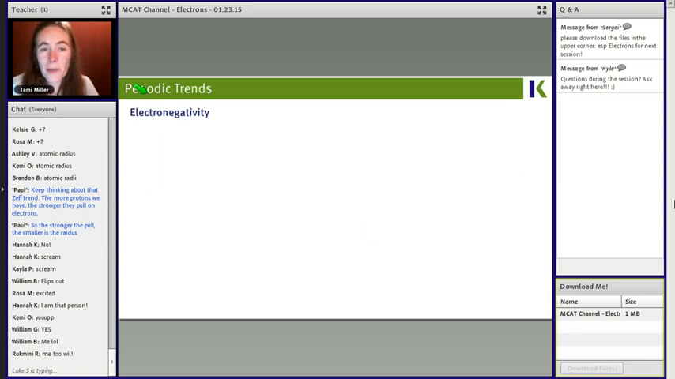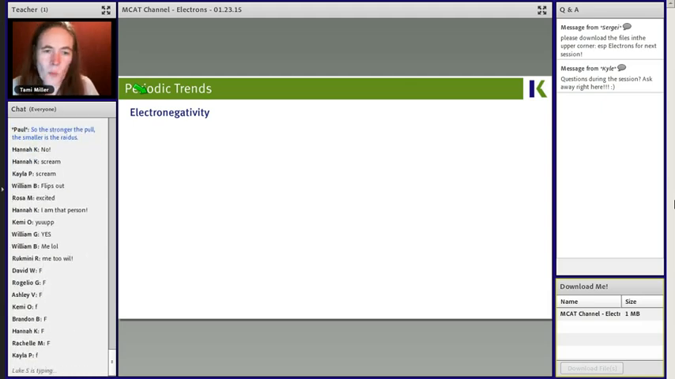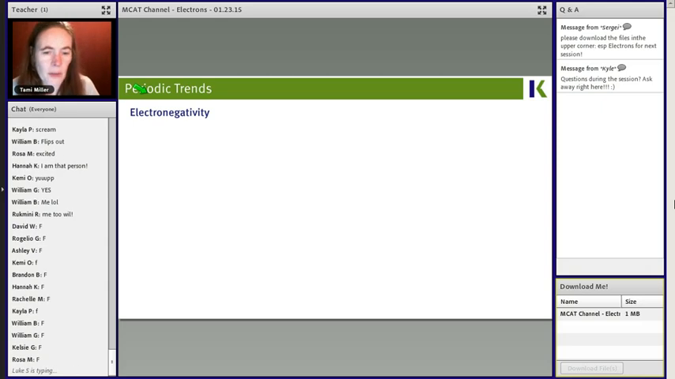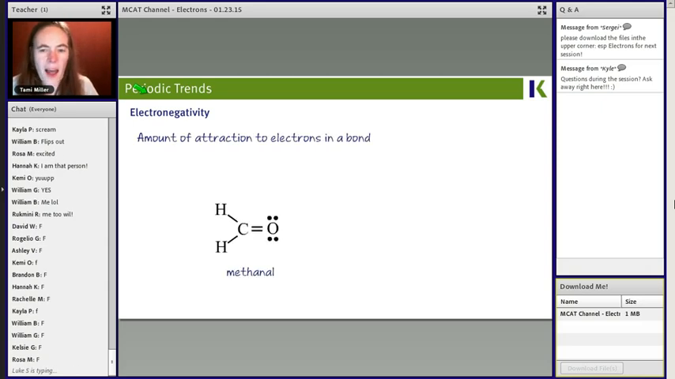Our final periodic trend that we're used to talking about is electronegativity. What is my most electronegative element? Okay, Paul wants to know, what is it? Oh yes, it is absolutely fluorine. And this is because it has a lot of attraction in a bond. This is going to increase just like effective nuclear charge, bottom to top, left to right.